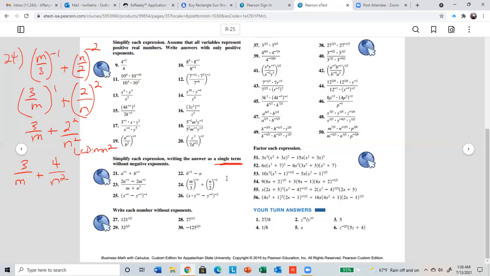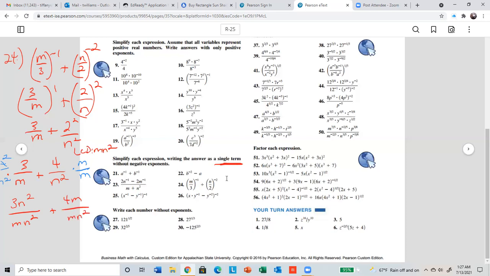So what's this first fraction missing on the bottom? Well, let's do it a different color. We are definitely missing an n squared. So if I give the bottom an n squared, I have to give the top an n squared. That second fraction, I am missing the m. So I'm going to multiply the bottom and the top by an m. If I do that, I'm left with 3n squared over mn squared plus 4m over mn squared.